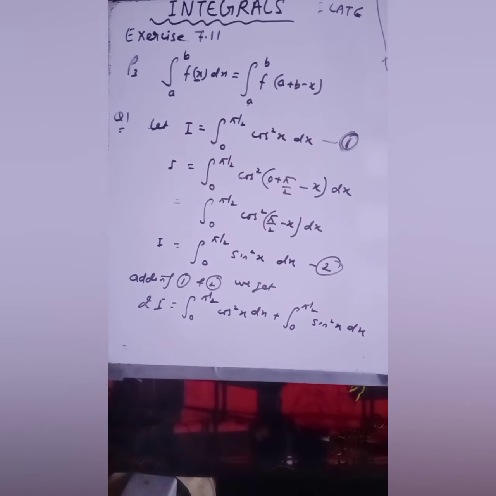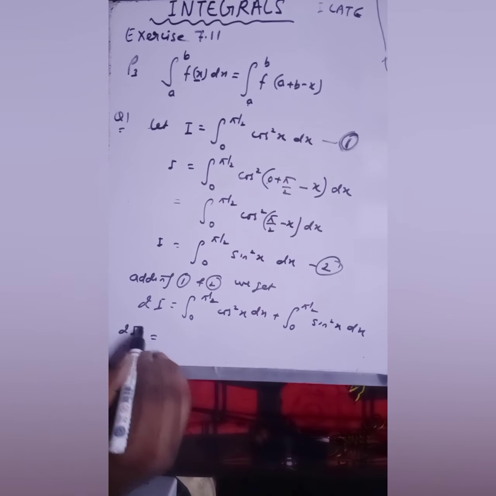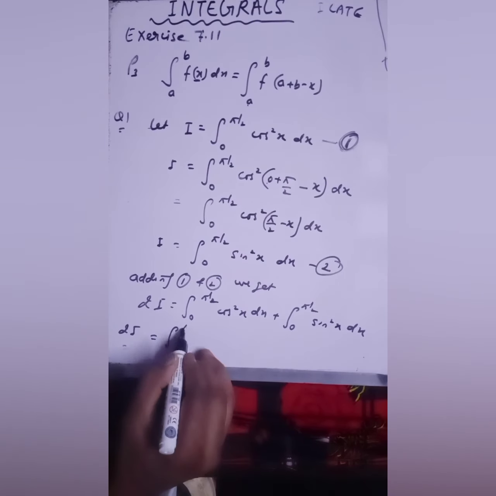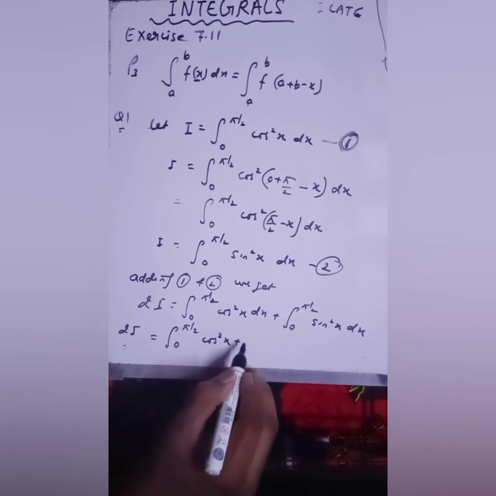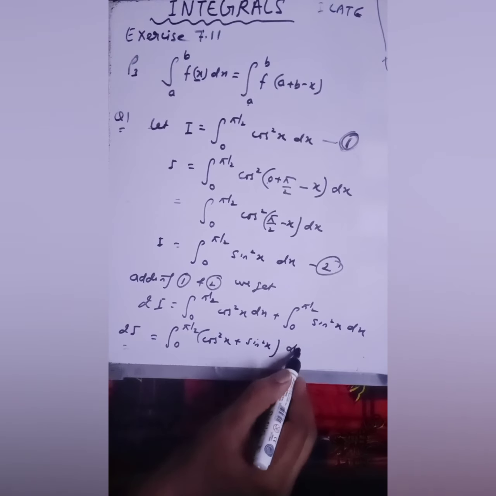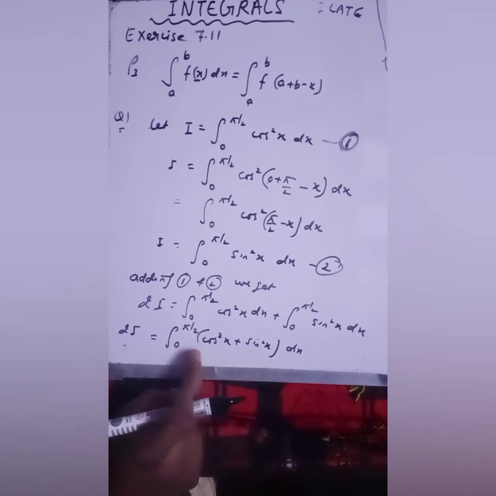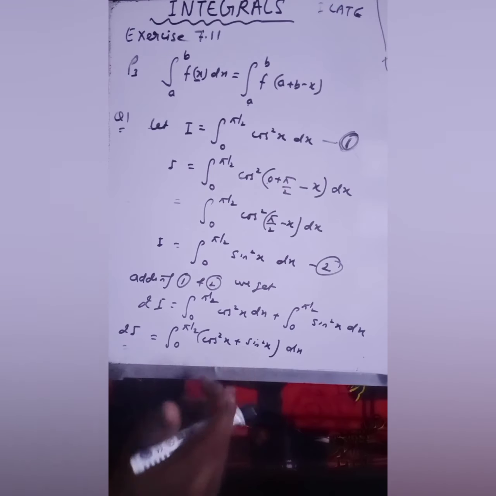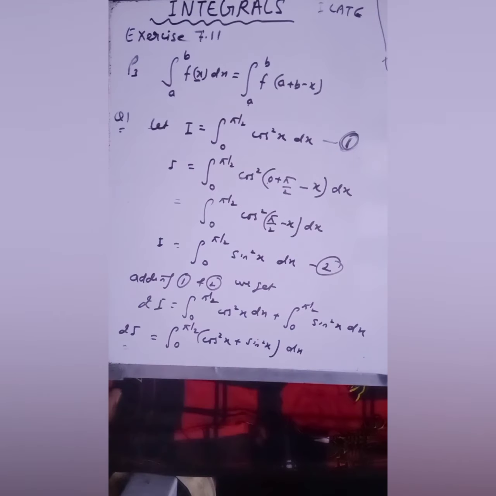Now after that, this is your 2I, 0 to pi by 2, (cos²x + sin²x) dx. The limit we are taking common, and you will get this step. As you know, cos²x + sin²x is 1, so you just have to integrate dx. On the next page I am solving this.